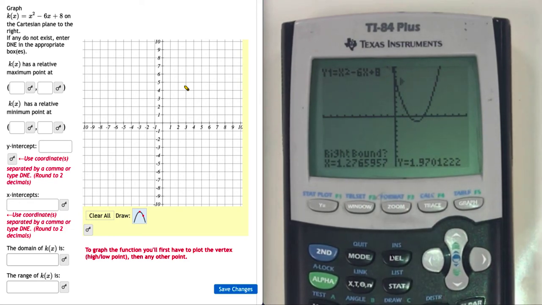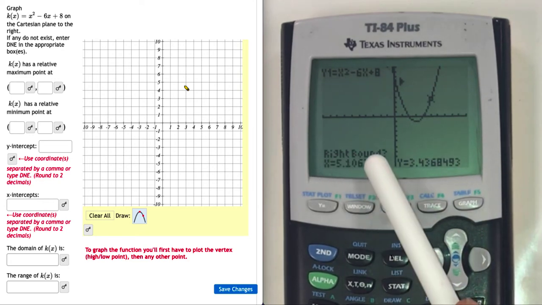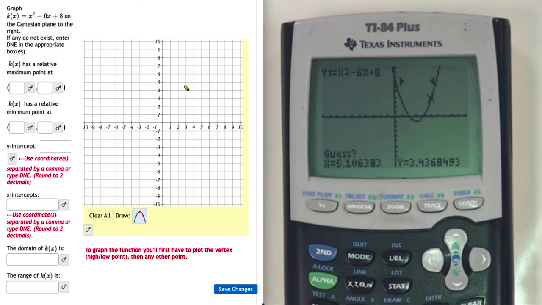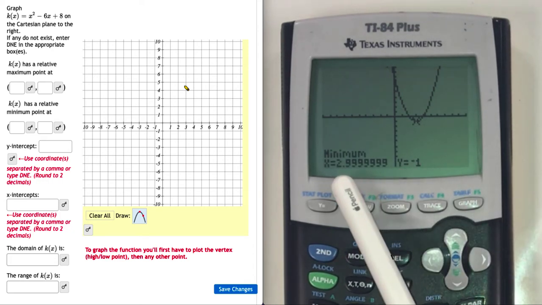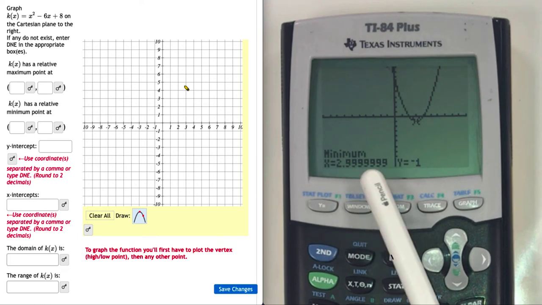So press enter. Now move the cursor to the right of your lowest point because it's asking for the right bound. As you can see, it says right bound right here. We press enter again. Then it says guess question mark, hit enter one last time. And then it does the very best it can to tell you what that lowest point is. Now you can see it's not perfect, but it's basically 3, negative 1.